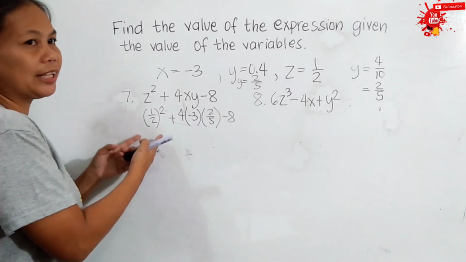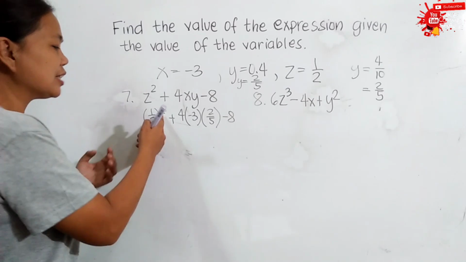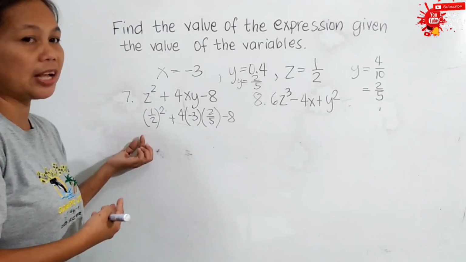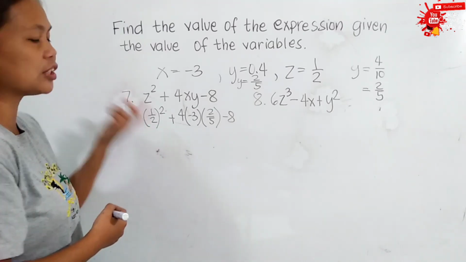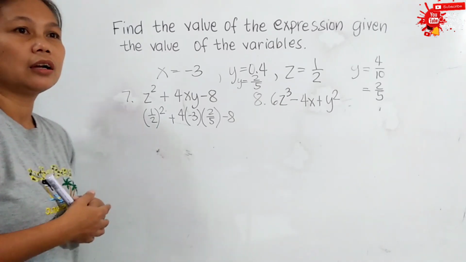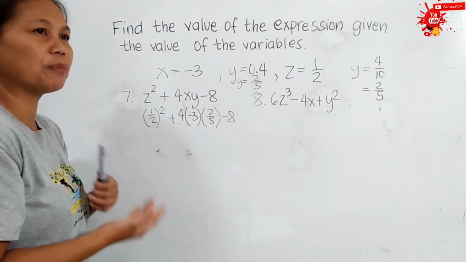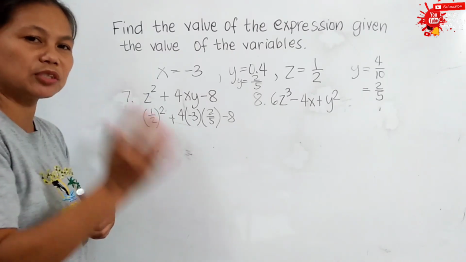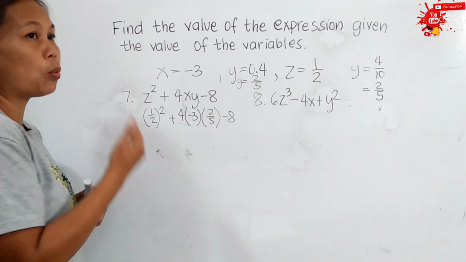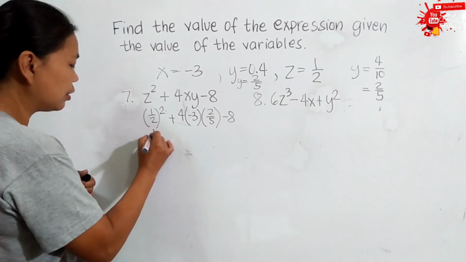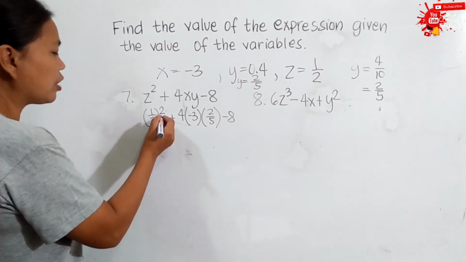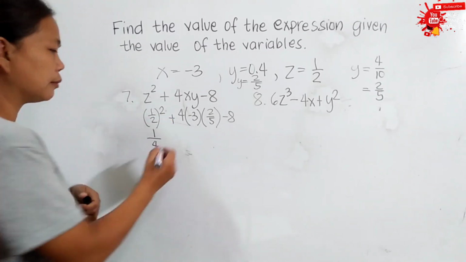So let us simplify this. Exponent means that if it is 2, we will multiply the given number, the base, to itself twice. So 1/2 squared means 1/2 times 1/2. So again, review that the multiplication of fractions is numerator times numerator over denominator times denominator. So 1 times 1 is 1 over 2 times 2 is 4. So the square of 1/2 is 1/4.